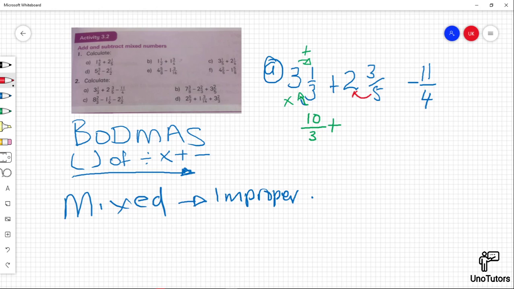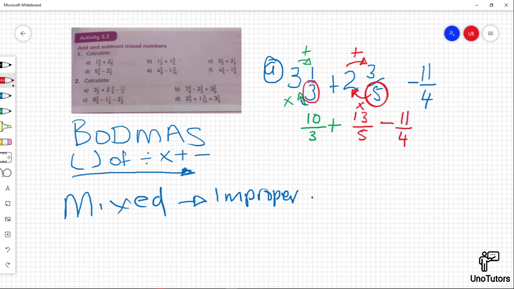Let's repeat that on number 2. You times here and then plus. So you draw the line, put the 5, which is already at the bottom, as we did with the 3. So we say 5 times 2 is 10, plus 3 is 13. And then we minus the 11 over 4, which is already in improper fraction form.